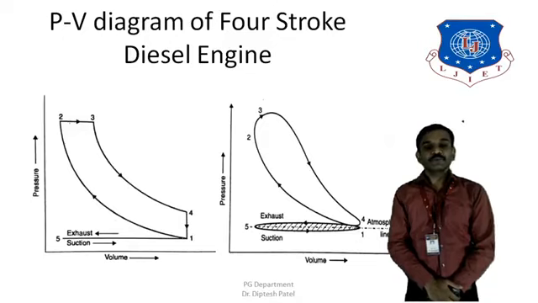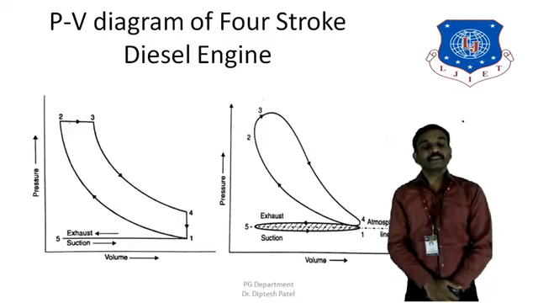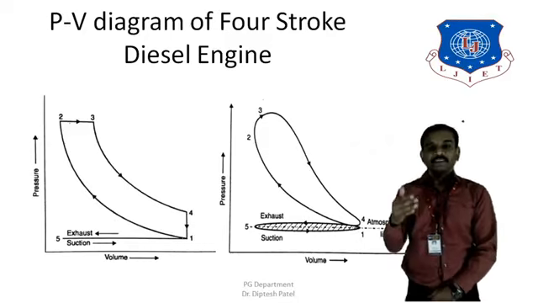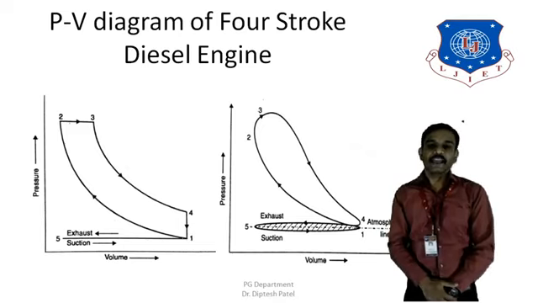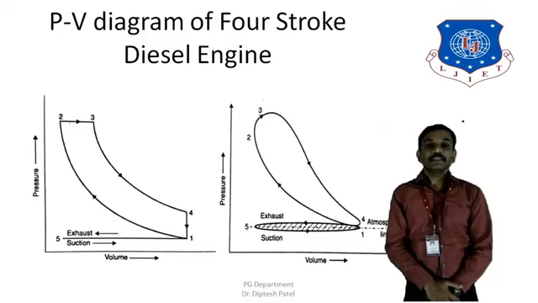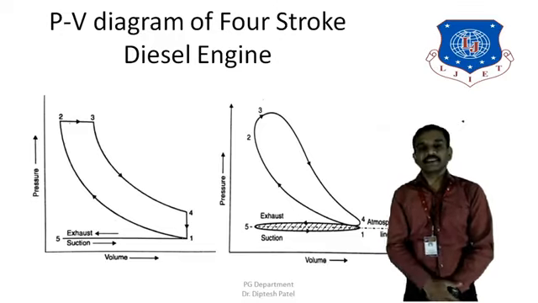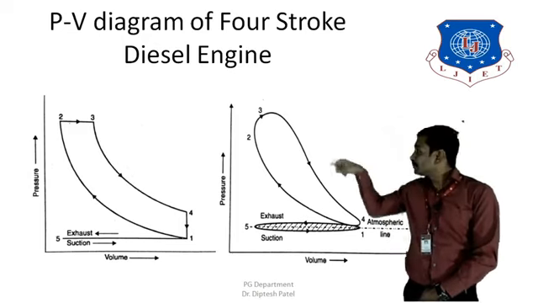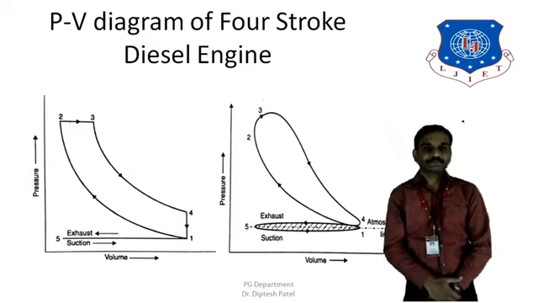Okay, so 1 to 2 is the isentropic compression, 2 to 3 is the heat addition, 3 to 4 is the isentropic expansion, and 4 to 1 is the rejection of the heat into the atmosphere. On the right hand side you can see the actual PV diagram of the 4-stroke diesel engine, which is definitely different than the ideal one. So you can see the smooth curves at the intersections.